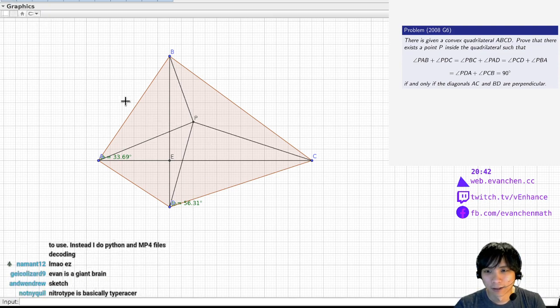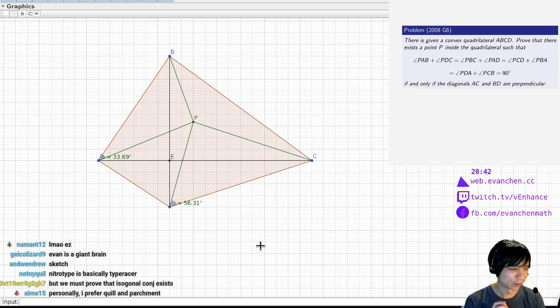Okay. So, do people know what the isogonal conjugate condition is? Because I actually don't remember.